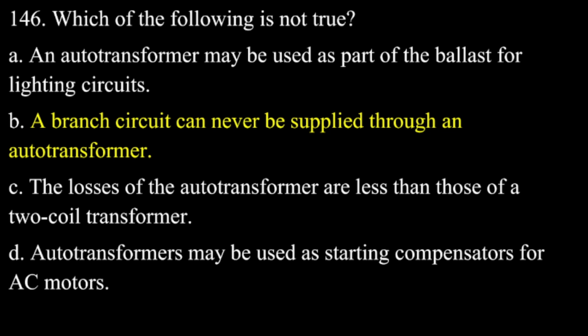Which of the following is not true? A. An autotransformer may be used as part of the ballast for lighting circuits. B. A branch circuit can never be supplied through an autotransformer. C. The losses of the autotransformer are less than those of a two-coil transformer. D. Autotransformers may be used as starting compensators for AC motors.